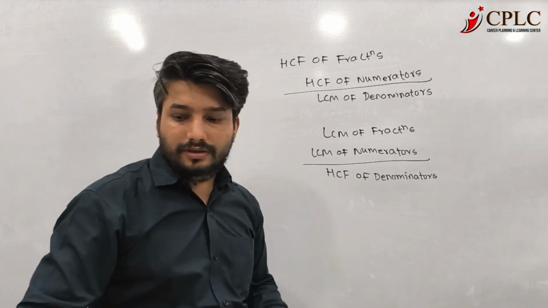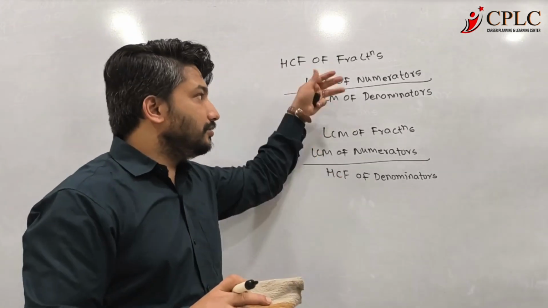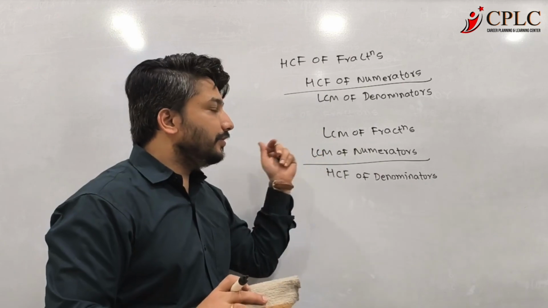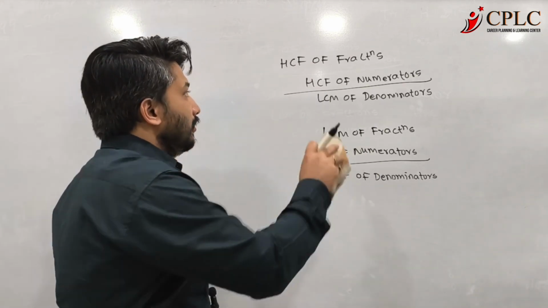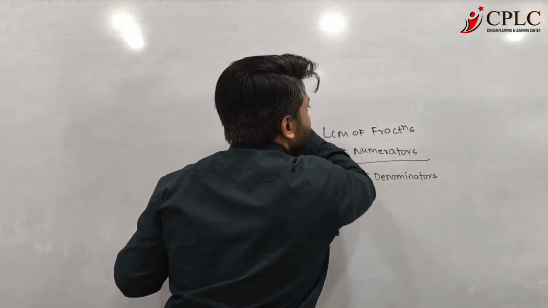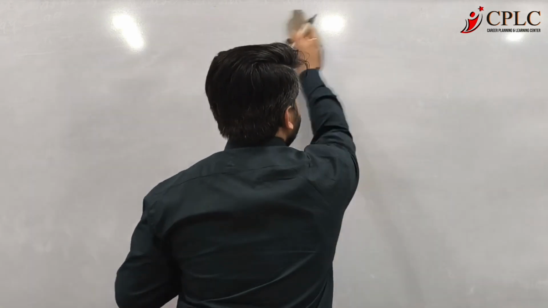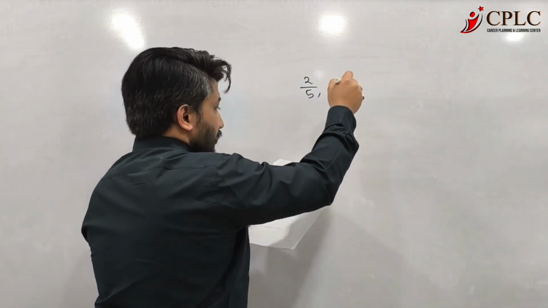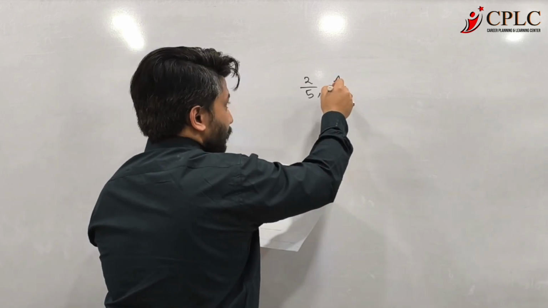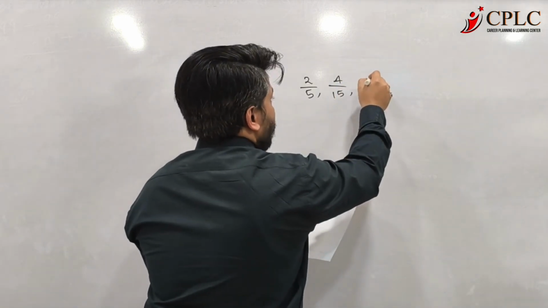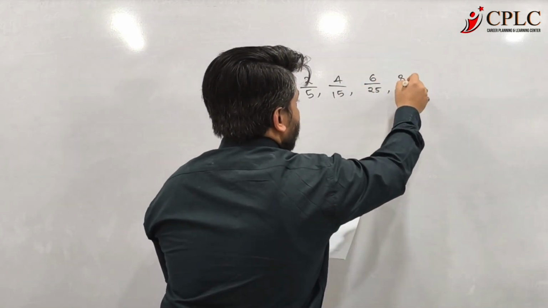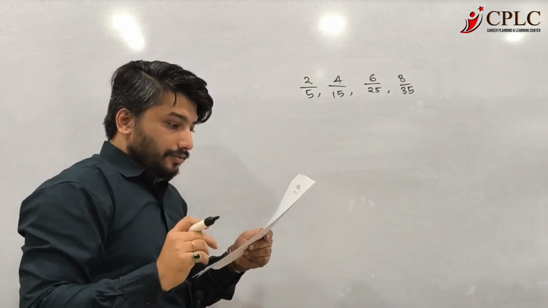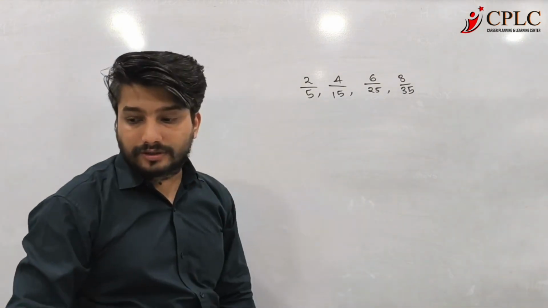Now, how do we do this? Let's take few examples. So just remember these formulae or make a note of it so that we can utilize that. So let's take an example. We have to find out the HCF and LCM both for the numbers 2 by 5, 4 by 15, 6 by 25 and 8 by 35. You have to find out HCF and LCM of all these numbers.